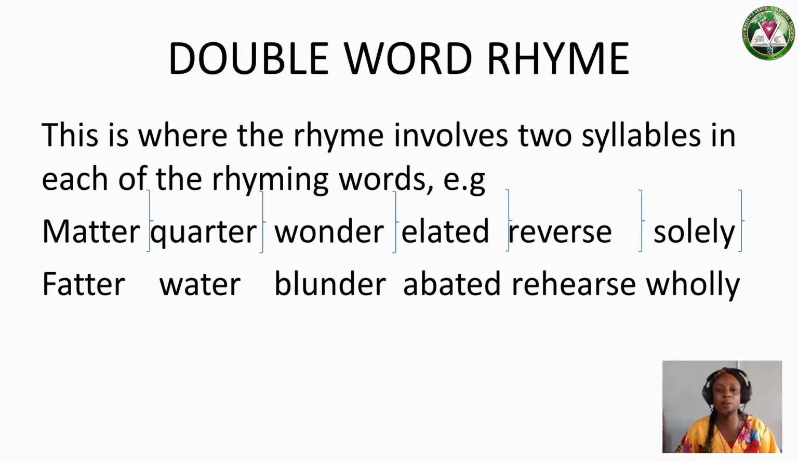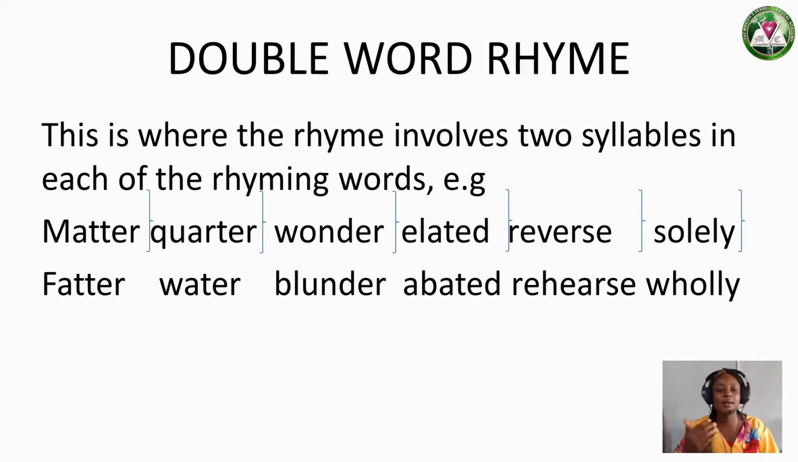Now, the second one we have is double word rhyme. Just as the name entails, double means two. So this is a situation where the rhyme involves two syllables in each of the rhyming words. That means the first word is bisyllabic, and the second one is also bisyllabic.